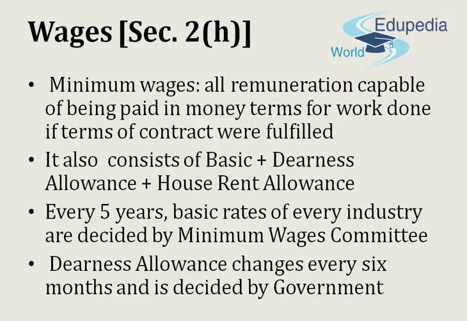Let us see the definition of wages. Section 2H defines minimum wages as all remuneration capable of being paid in money terms for work done if terms of contract were fulfilled. It also consists of basic plus dearness allowance plus house rent allowance. Every 5 years, basic rates of every industry are decided by the Minimum Wages Committee. Dearness allowance changes every 6 months and is decided by the government.